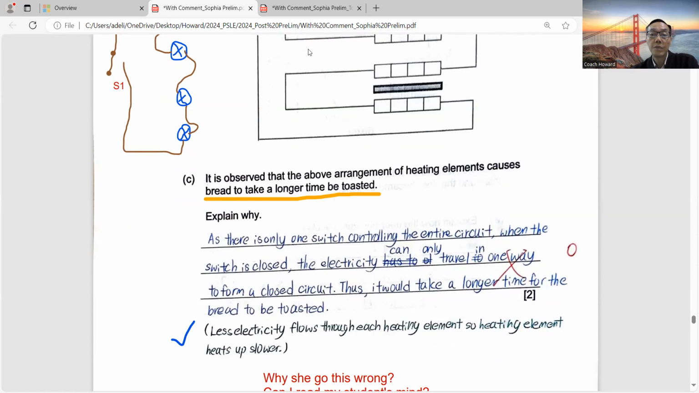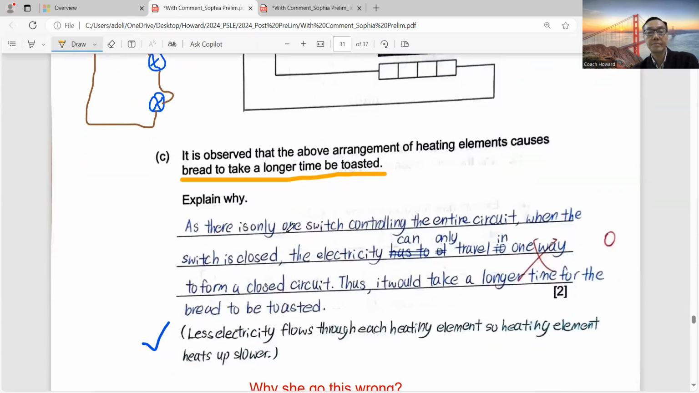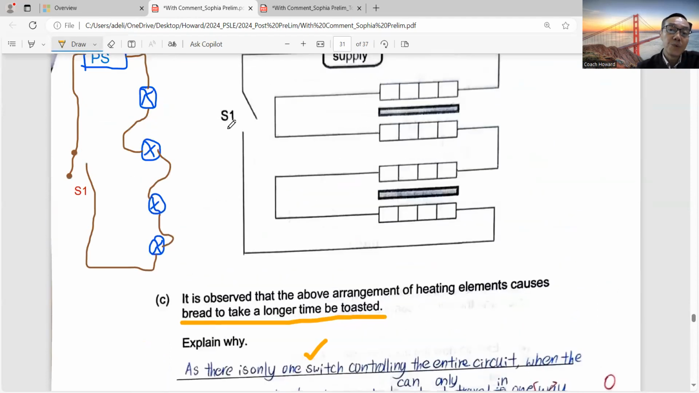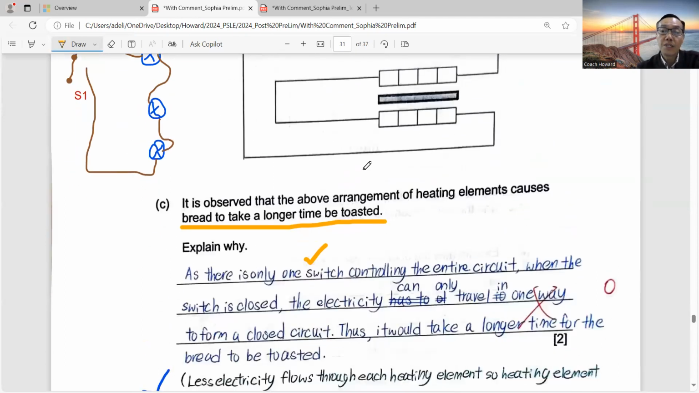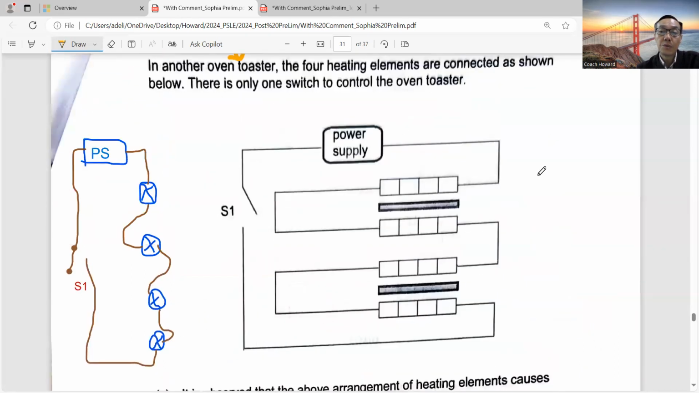Okay, why is she wrong? Let's examine her answer closely. Because she said there's only one switch, which is correct, controlling the entire circuit. When the switch is closed, the electricity can only travel in one way to form a closed circuit. Thus, it will take a longer time for the bread to be toasted. So it's a wrong concept.